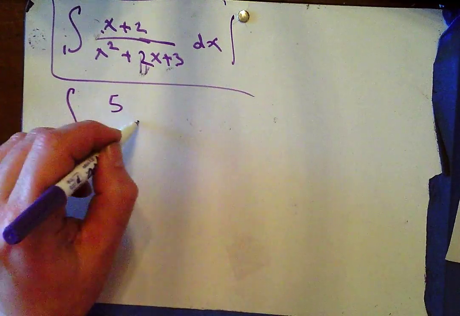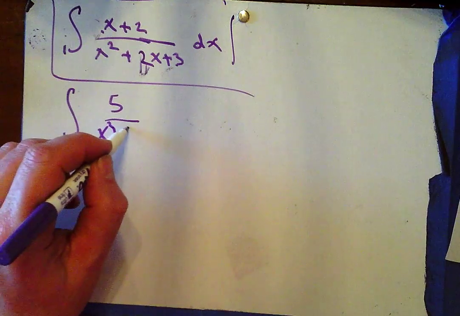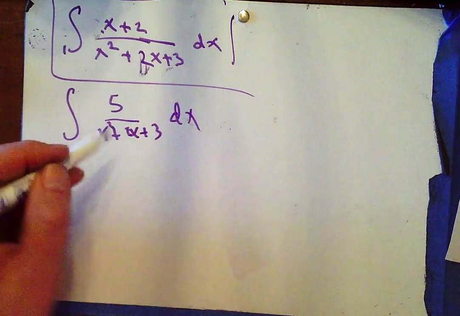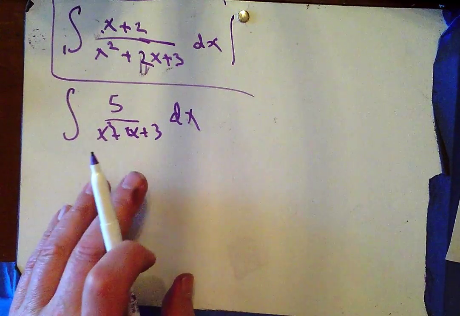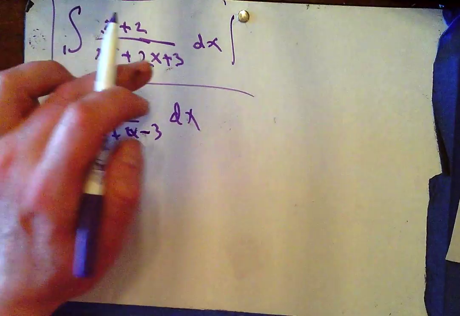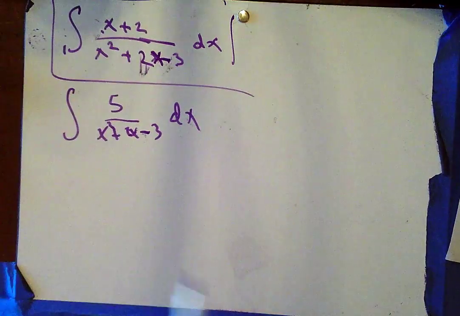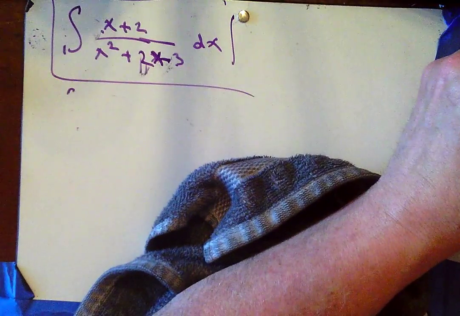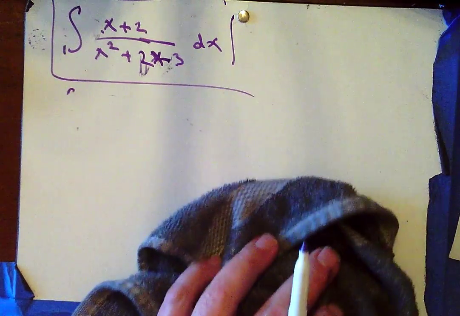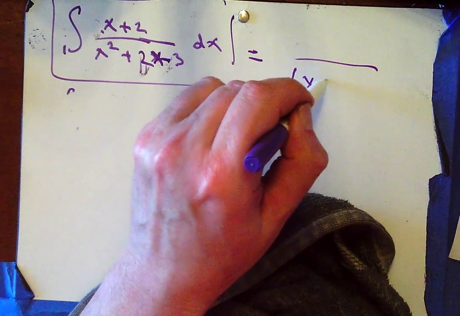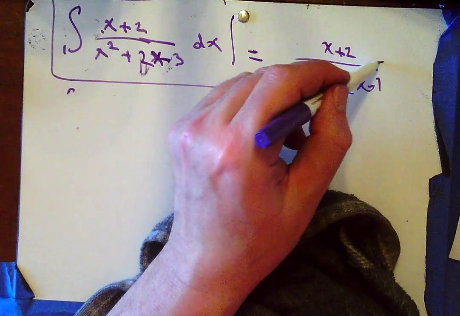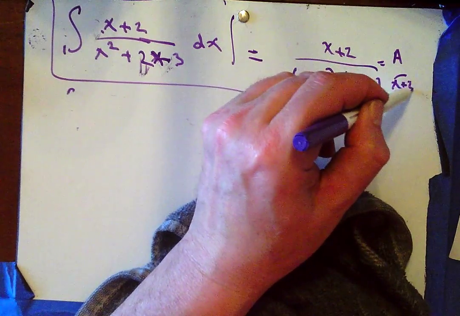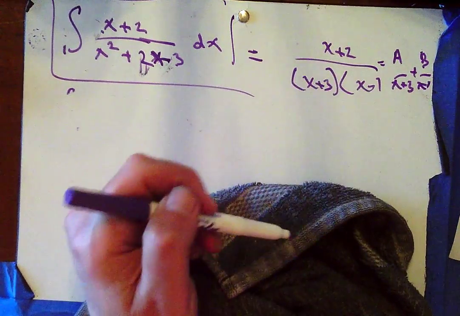Okay. The integral of 5 over x squared plus 2x plus 3 dx. Well, isn't that interesting? There it is again. I think that I had envisioned this as a minus. Yeah, let's go back and do that. This is going to be a minus here and a minus here. Because then I can factor the denominator, and the denominator will be x plus 3, x minus 1, over x plus 2. And so now I can see that I can set this up as a over x plus 3 plus b over x minus 1.